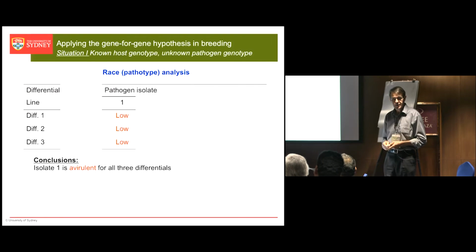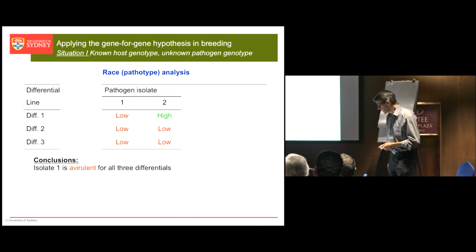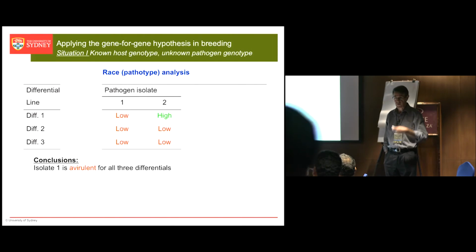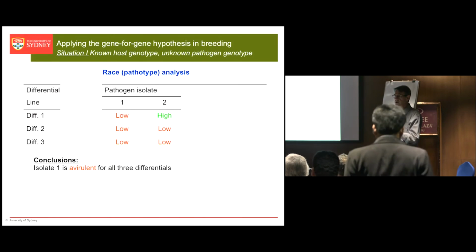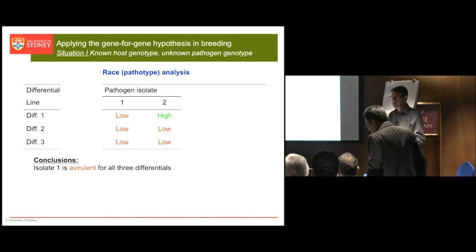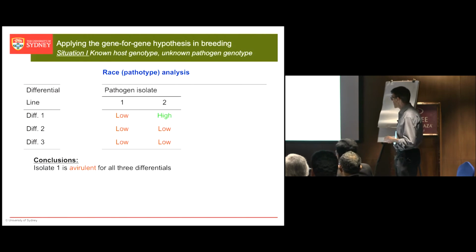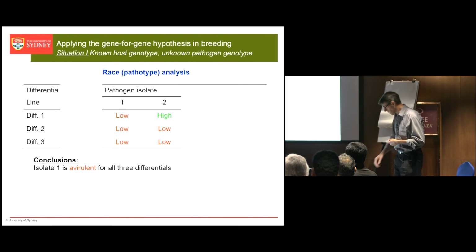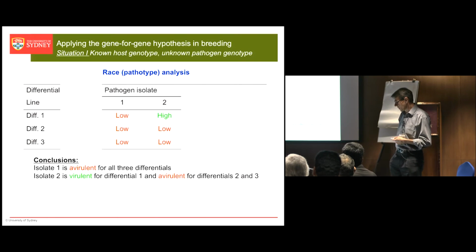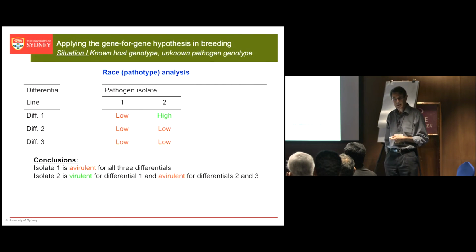The conclusion is that this particular isolate, this pathotype, is avirulent for the resistance genes in each of those three differentials. Quite straightforward. A second pathogen isolate is sent to us from somewhere else, and we use that unknown pathogen genotype. We put it on those three known host genotypes, and we see that in the first one we end up with a high infection type, the second one a low infection type, and the third one a low infection type. So we can conclude that isolate 2 is virulent on differential 1 and avirulent on differentials 2 and 3.